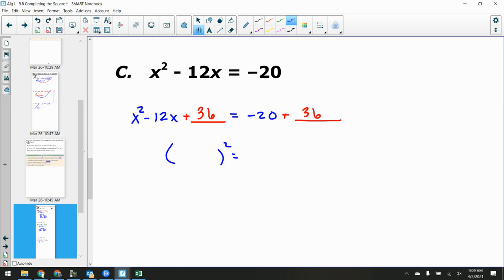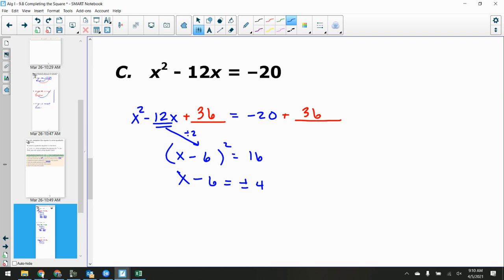Now, what does that factor into on the left side then? X minus 6. Again, how do we get that? You take that number and you divide it by 2. Negative 12 divided by 2 is negative 6. On the other side, negative 20 and 36 make 16. I square root that opposite side now. That gives me x minus 6 is equal to plus or minus 4.